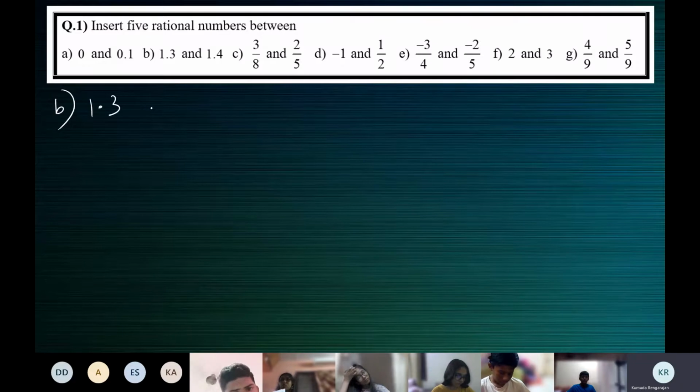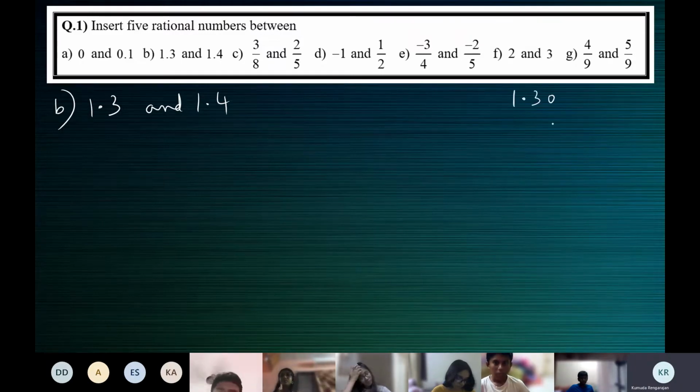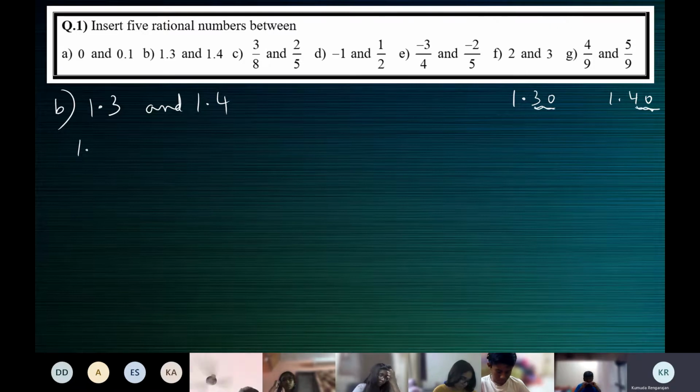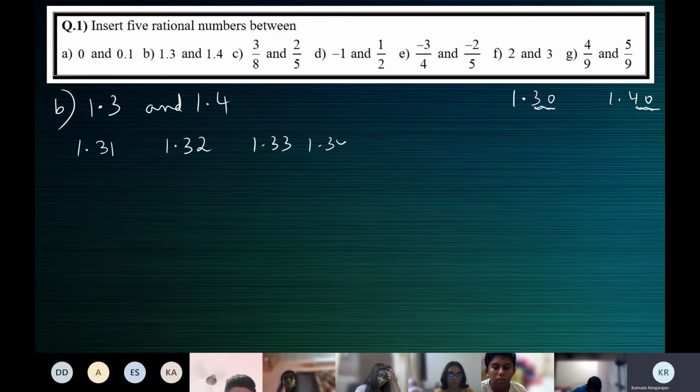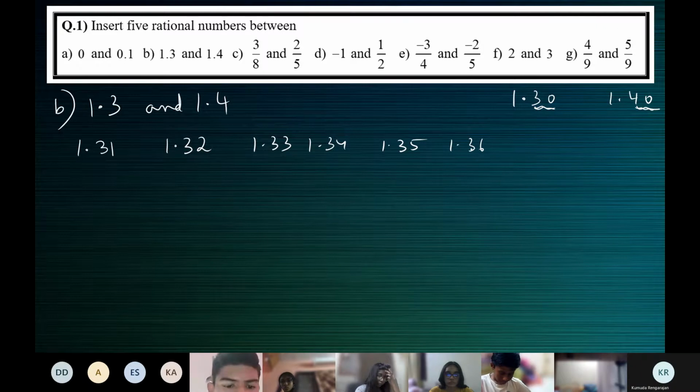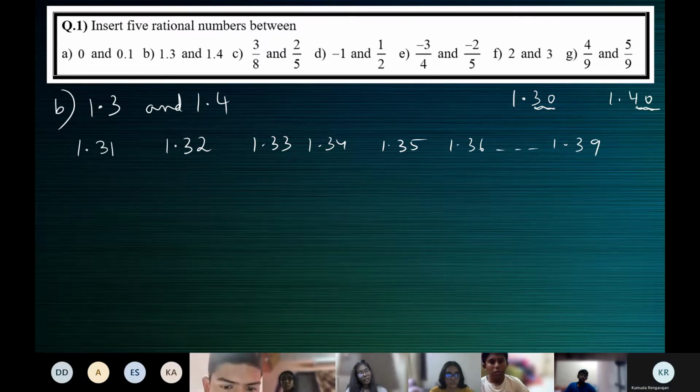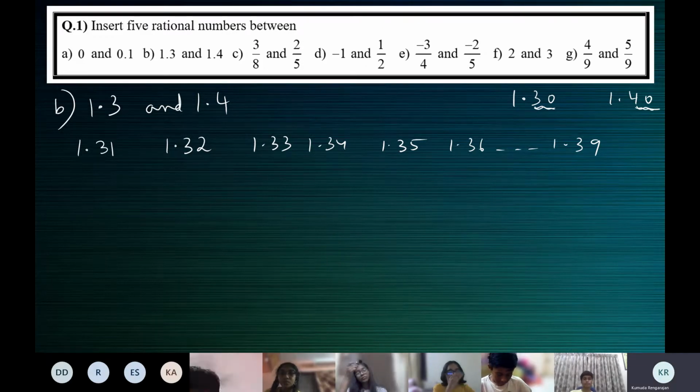Tell me the 5 numbers between 1.3 and 1.4. You should treat 1.3 as 1.30 and 1.4 as 1.40. Now this is like 30 and this is like 40. So 1.31, 1.32, 1.33, 1.34, 1.35, 1.36, like this you can go up to 1.39. Do we understand what I've written? 1.3 and 1.4 can be treated as 1.30 and 1.40. So between 30 and 40, you have 31, 32, up to 39.